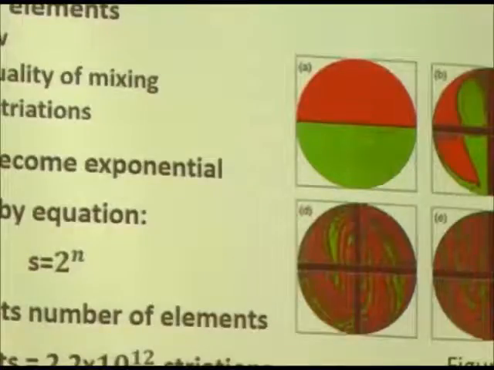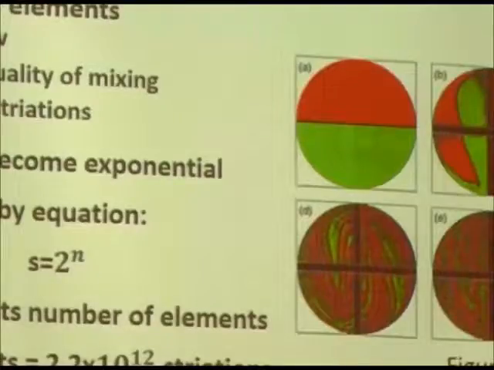You can see the figure on the top, and I'll go back and describe the equation real quick. The equation S equals 2 to the n describes the number of striations produced by the number of helical elements that you have. In our case, we had a total of 41 helical elements. That means 2 raised to the 41st power, which comes out to 2.2 times 10 to the 12 striations.